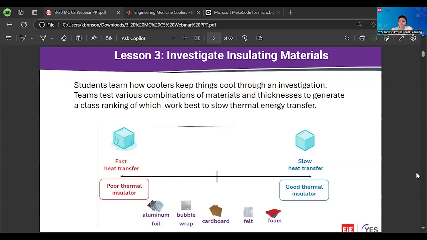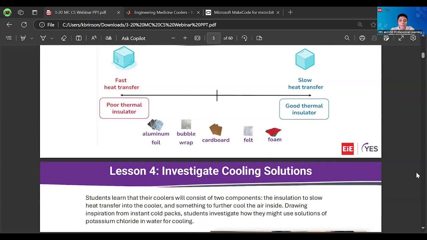Generally speaking, bubble wrap is up there, cardboard is up there, lots of air and good insulators. And so they're introduced to some new vocabulary of the thermal insulators. The ones that are good are the ones that slow heat transfer the best, and the ones that are poor thermal insulators are where the heat transfer is happening very, very quickly. So they use this so they know which materials to use to insulate their medicine cooler.